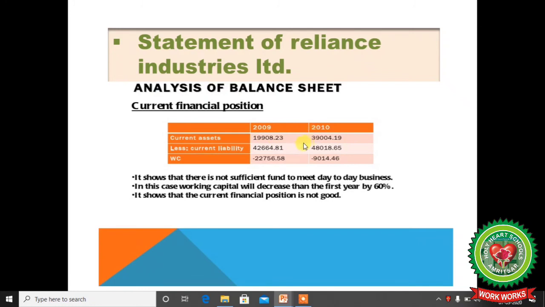See current assets, 2009-2010 data here. In 2009 they are less as compared to 2010. So the current liability of Reliance company in 2009 was 42,664.81, but in 2010 it is more as compared to 2009. So here the assets are more and the liabilities are also more. Working capital previously in 2009 was 22,756.58, and now in 2010 it is less as compared to 2009.